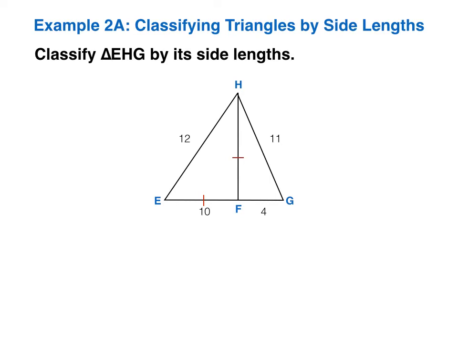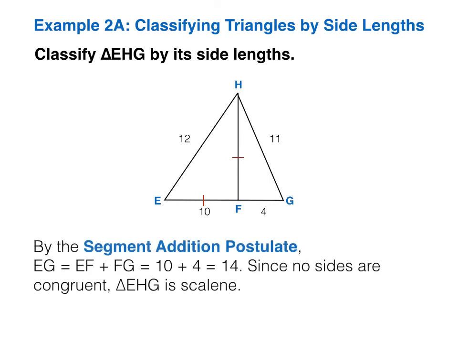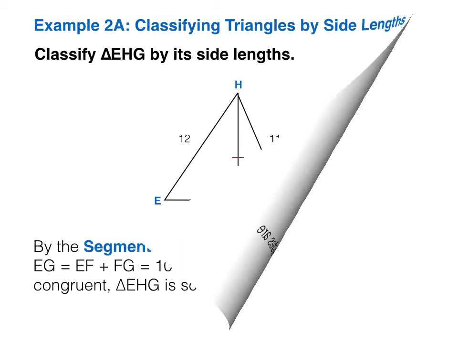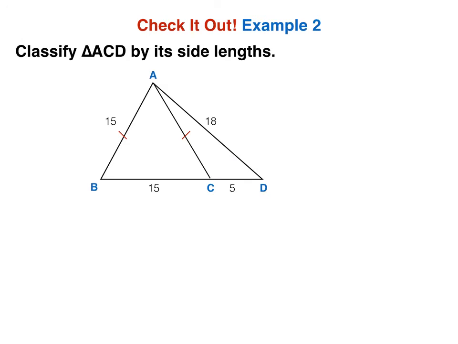Let's classify triangle EHG by its side lengths. By the segment addition postulate, we know that segment EG can be rewritten as EF plus FG. Well, by substitution property, that's 10 plus 4, which is 14. Now, since no sides are congruent, triangle EHG is scalene. Scalene.